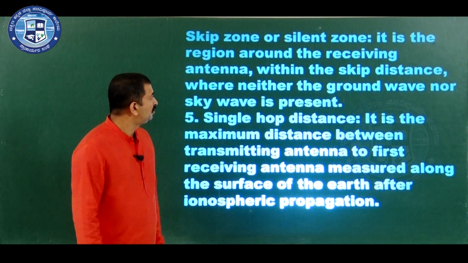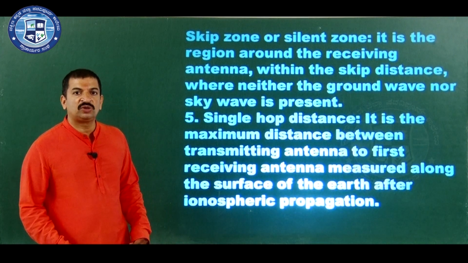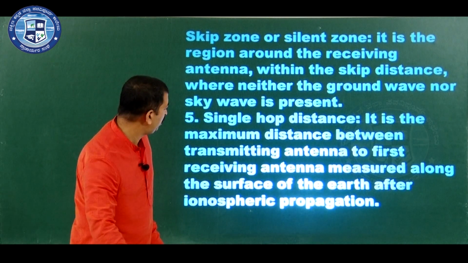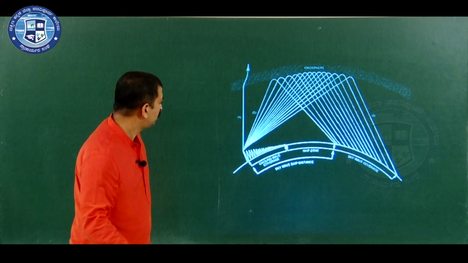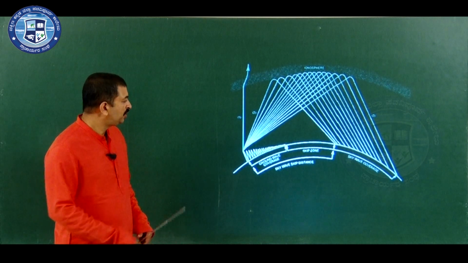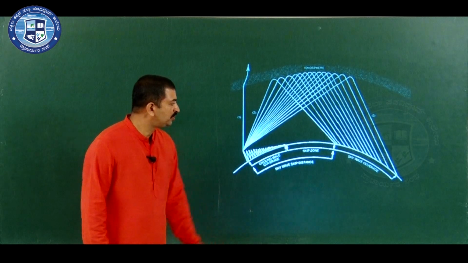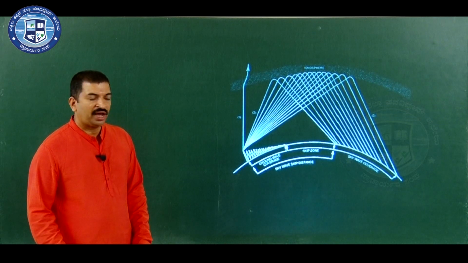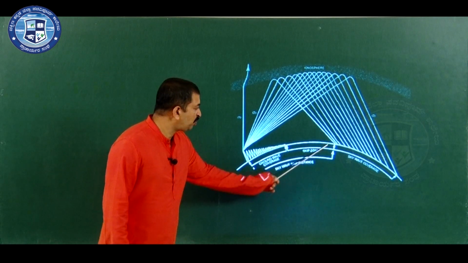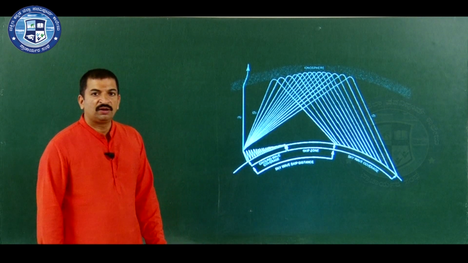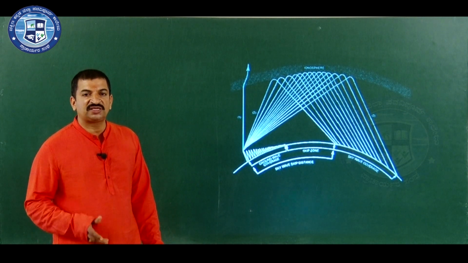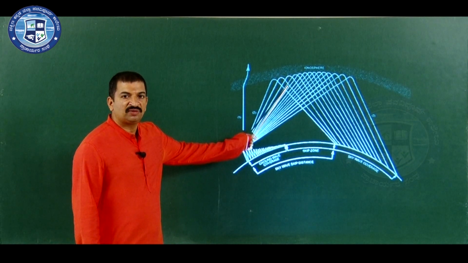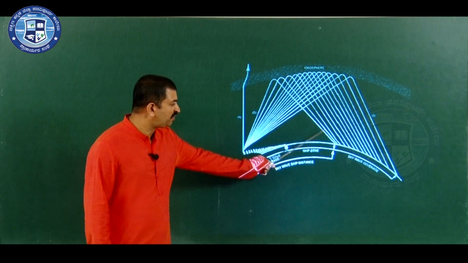Next is the next definition, that is skip zone, or it is also called the silent zone. It can be explained on the basis of this diagram. Now, observe this diagram. Here I am considering number of skywaves that are transmitted by this transmitting antenna. As you know, let me consider this point. This point is a point where exactly the first skywave is received. The skywave enters the region of the earth atmosphere known as ionosphere and gets reflected back to earth.